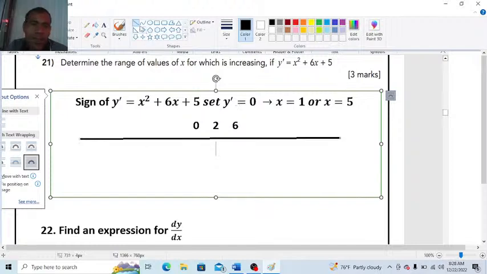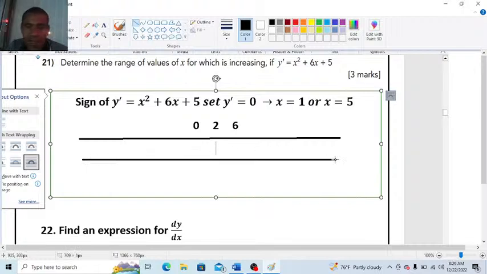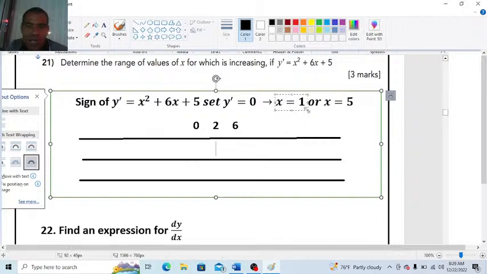Okay, another one I will make here. This is sign of y dash, and this one the value of x. Therefore, the roots of my equation are what? x equals 1 or x equals 5. I will put x equals 1 here, then x equals 5 here.